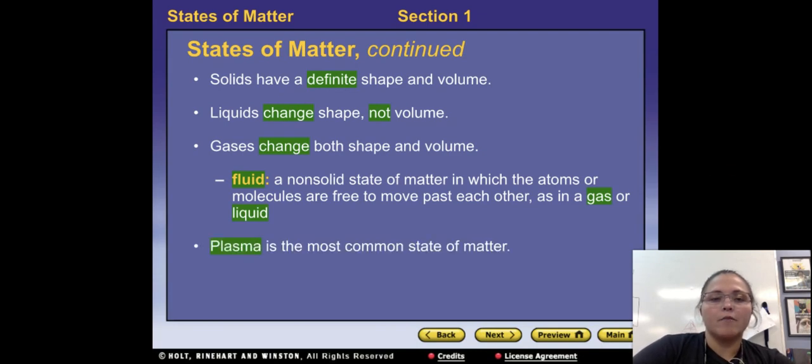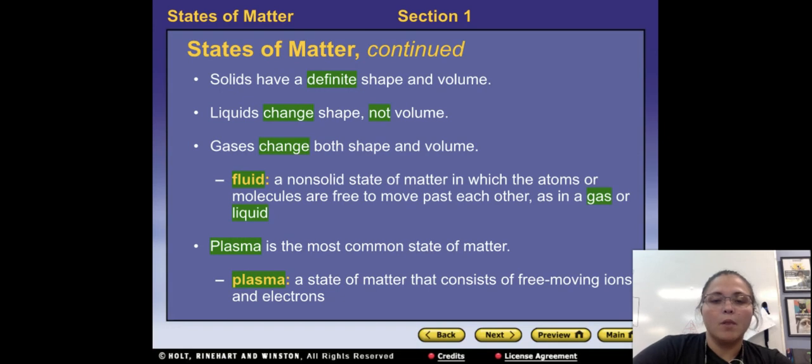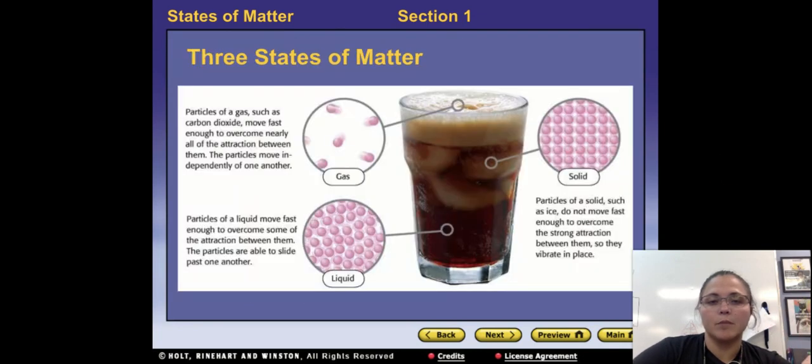And then there is a fourth state of matter, which is the most common state of matter in the universe, but we don't see it here on Earth as much, and that is a plasma. Plasma is a state of matter that consists of free-moving ions and electrons. We see this in lightning, pretty much the only time we see that on Earth.